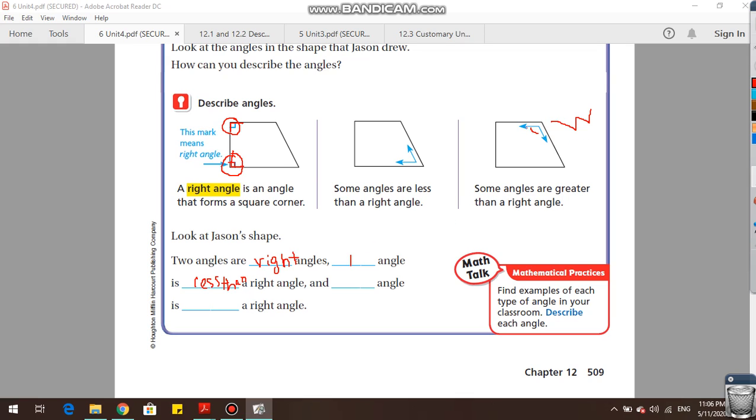How about the last one? I have one angle here left. Now, is it greater than or less than a right angle? It's greater than a right angle. So I have three types of angles. A right angle, you will find it as a square corner. You will have this sign. Okay. And I have angles less than a right angle and I have angles more than a right angle.